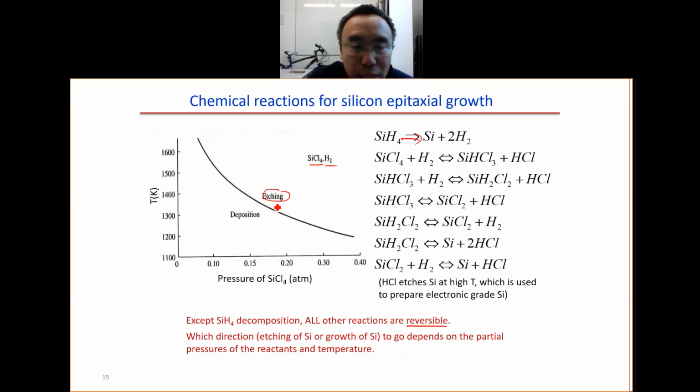We have etching of the silicon. Because you can see, in this step here, we can form the hydrochloric acid gas. And this hydrochloric acid gas will etch the silicon to go this way to form the H2Cl2. If you remember, this chemical reaction is used to prepare electronic grade silicon, as we've seen in chapter 3. So overall, I see there are so many different chemical reactions, and usually the actual process is very complicated.